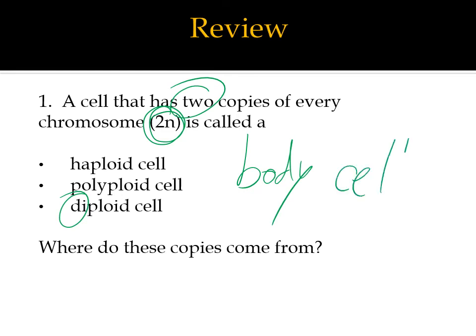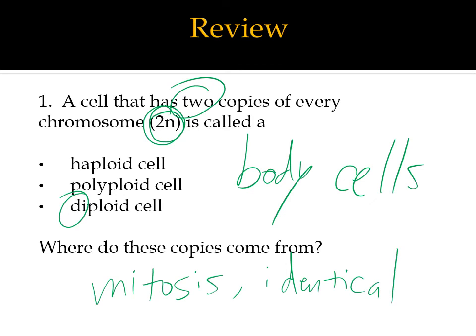Remember, when we're talking about these things, basically if you're not a sperm or an egg cell, you count as a body cell. Doesn't matter what type of cell you are. Every cell in your body should have the right number of chromosomes unless it's a sperm or egg. So where do these copies come from? They just get copied from each other. It's mitosis. And these are going to be identical copies.